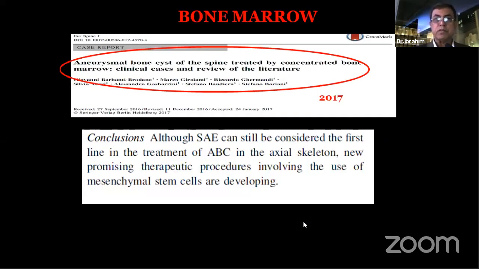This is a paper about concentrated bone marrow used to put inside, and their conclusion, this is from Heidelberg, Germany, was that although embolization can still be considered the first-line treatment of ABC, new promising therapeutic procedures involving the use of mesenchymal stem cells are developing.